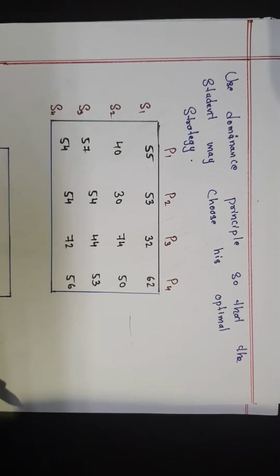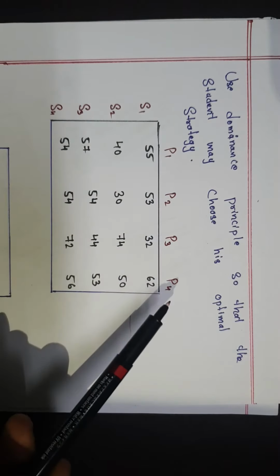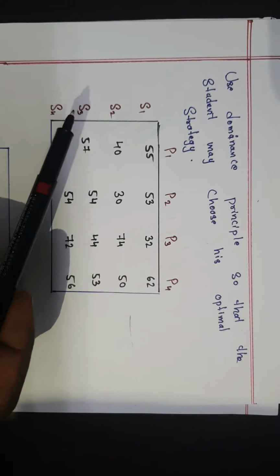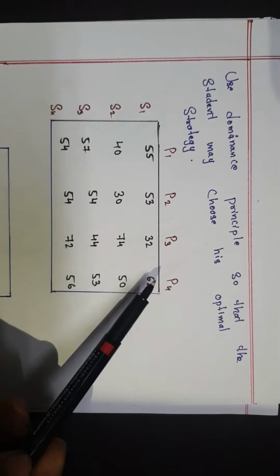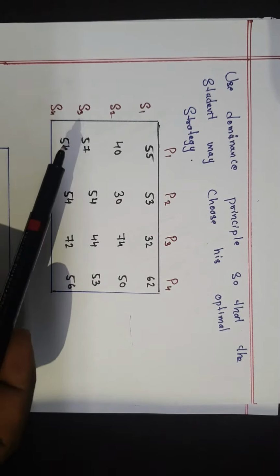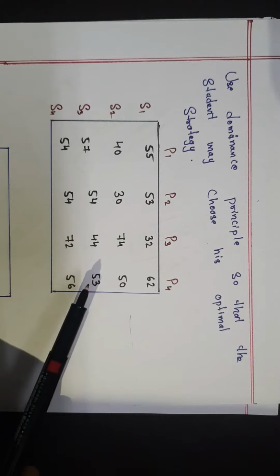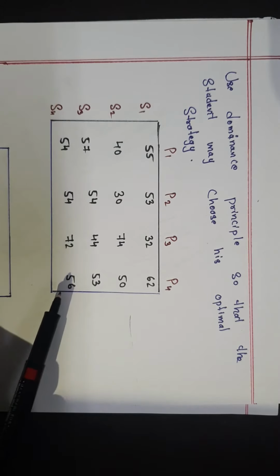Here one problem is given using the dominance principle, so that the student may choose the optimum strategy. Here the players are given: P1, P2, P3, P4, and S1, S2, S3, S4. In S1 the values are 55, 53, 32, 62. Then S2 is 40, 30, 74 and 50. In S3 it is 57, 54, 44 and 53, and in S4 it is 54, 54, 72, 62.